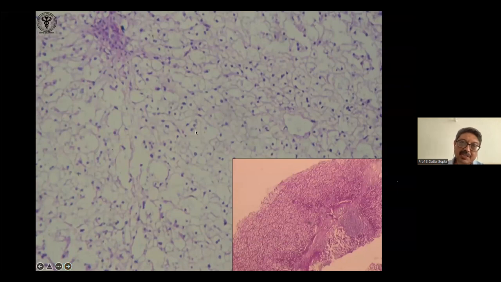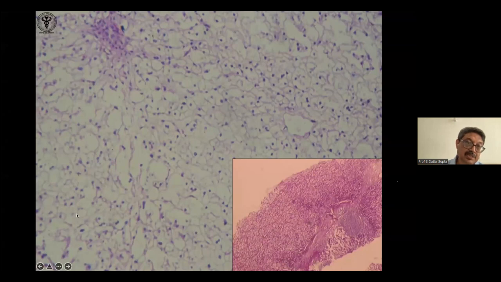Now, if the cell is not enlarged to that extent, you don't call it ballooning change. If it is rarefied like this, it could be feathery because of obstruction. Or when it is absolutely clear with well distinct cell borders, then you have to do a PAS and PAS with diastase, because this is typical of glycogen storage disease type 1. You can get these cells full of glycogen. They also look like that, except in ballooning change, they will be big. Here, they are not big.